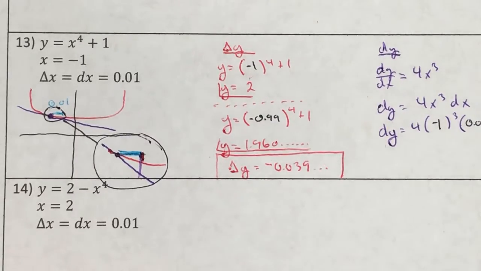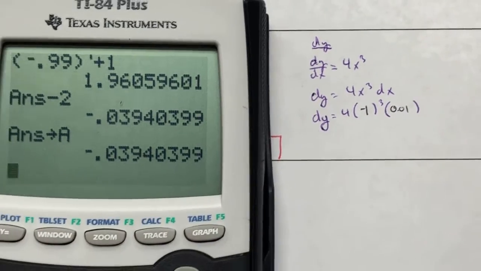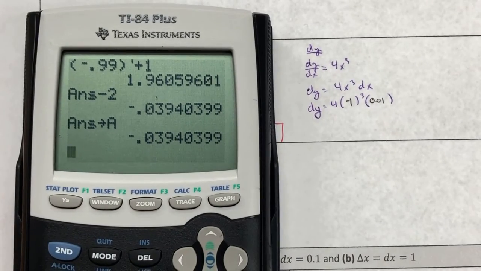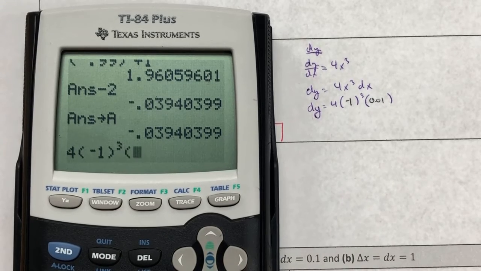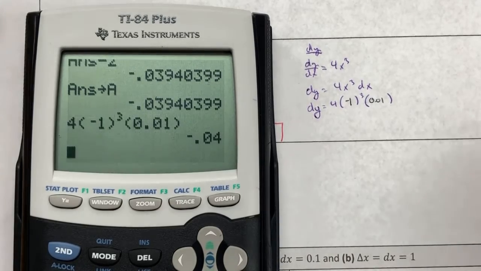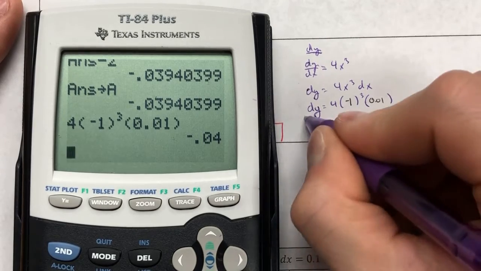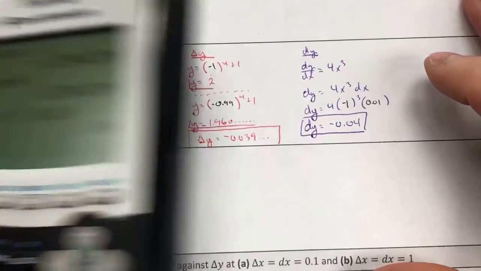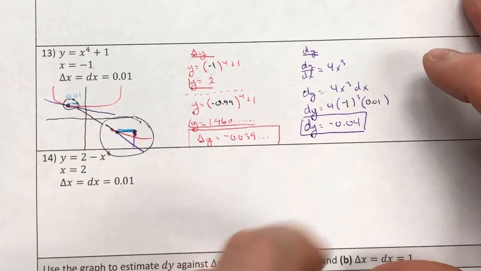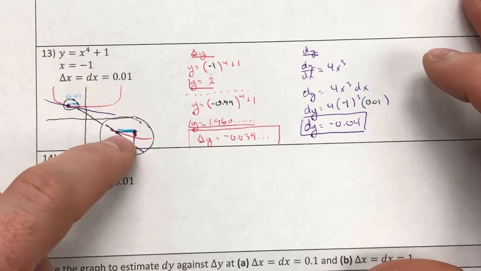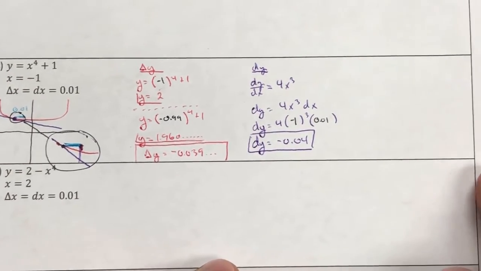Kind of cut that off there. It's okay. Let's see what that is going to be. So I'm going to take 4 times negative 1 raised to the 3rd power times 0.01. And I get my differential of y is negative 0.04. So I actually dropped 0.039. I was expecting to drop 0.04, which is exactly what we expected. My tangent line was going to be a little bit below my actual. So is that within that 0.1% tolerance?